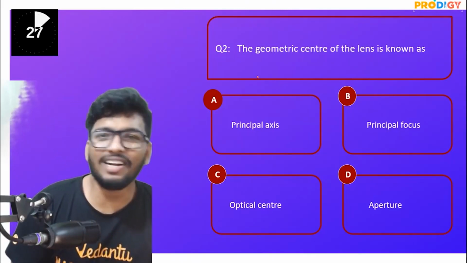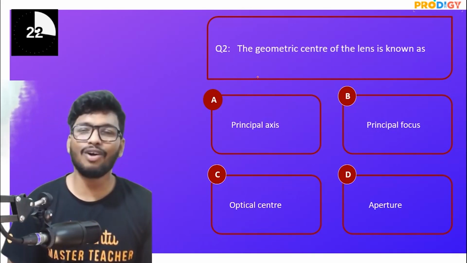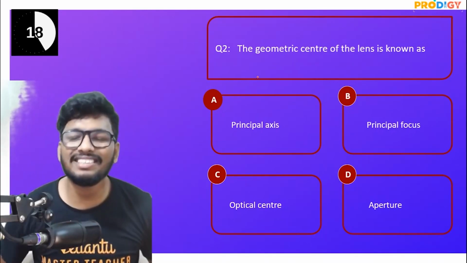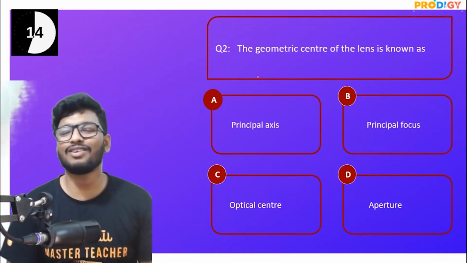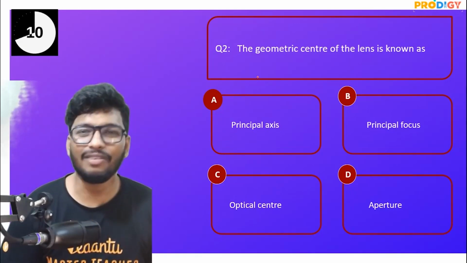The geometric center of a lens is known as what? Is it called the principal axis? Is it called the principal focus? Is it called the optical center, or is it called the aperture? What is the geometric center of a lens called? The midpoint of a lens, what is it called? 10 seconds, people, come on. Time is running out. Let me know what the answer is.